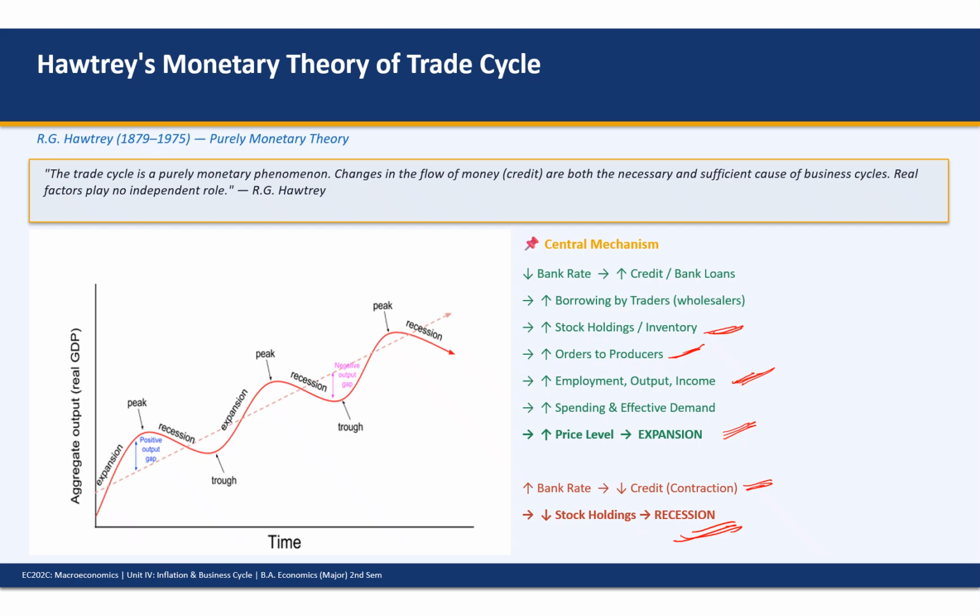So, if I were to explain the whole thing in one line: lower bank rate means more credit, more borrowing, more production, and more inflation. Higher bank rate means less credit, less borrowing, less production, and a recession.